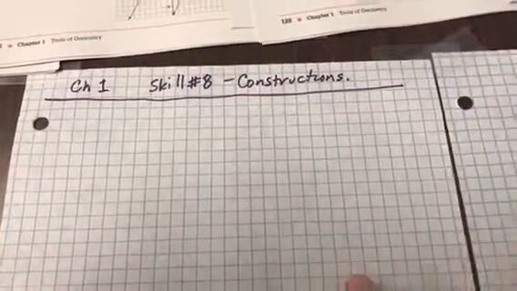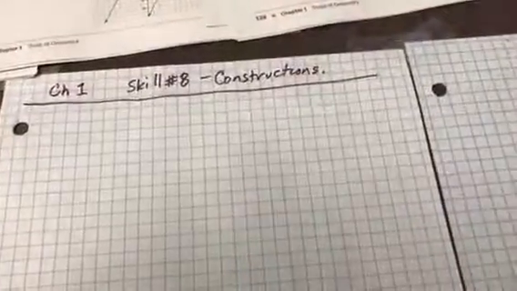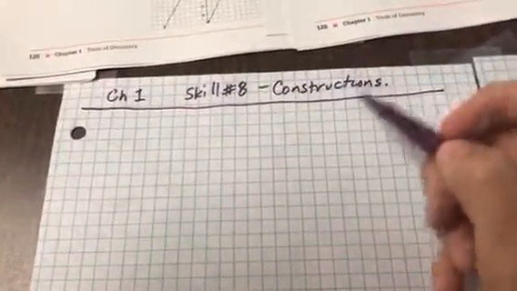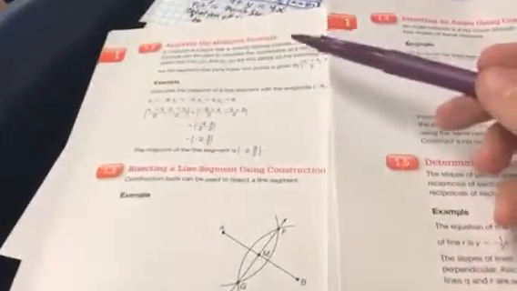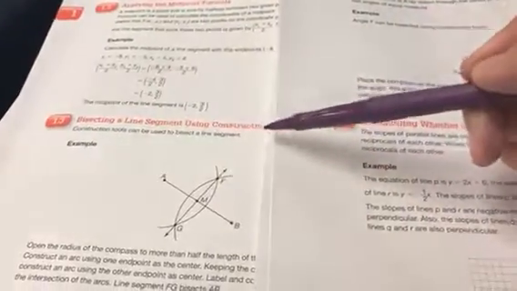Hi, this is not homework, this is Skill 8 Constructions. This is to review if you need extra help or you feel like you want to understand a little bit better about some of these review notes. So if you look in your Chapter 1 summary, it said bisecting a line segment.